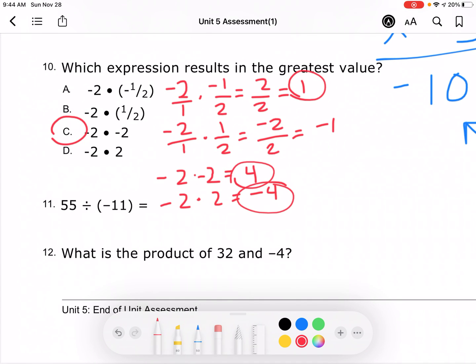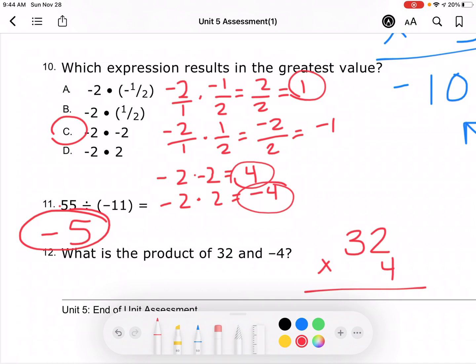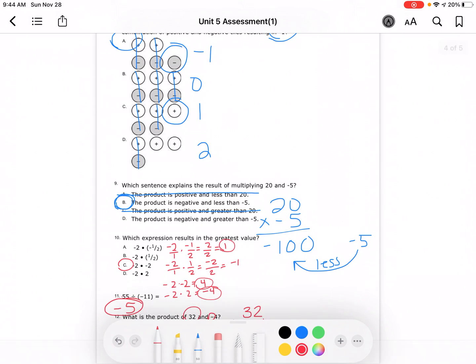55 divided by -11. Well, I know 55 divided by 11 is going to be 5. And a positive divided by a negative is a negative. So I have -5. What's the product of -32 and 4? So 32 times 4. 4 times 2 is 8. 4 times 3 is 12. And then a negative times a positive is going to be a negative. -128.